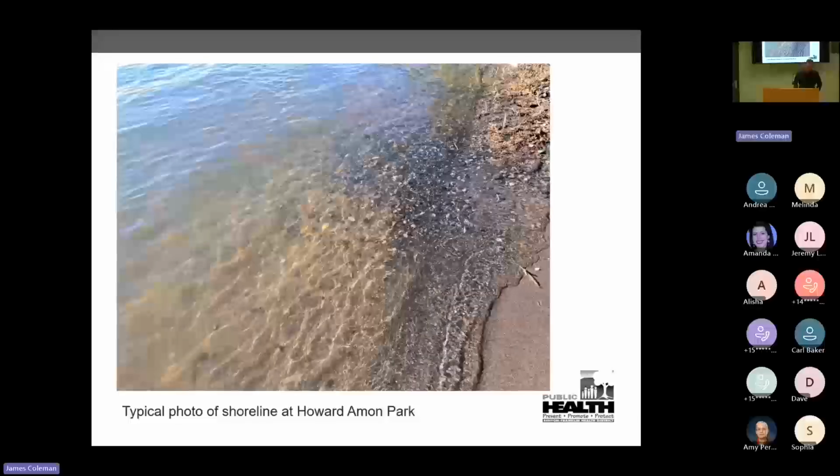And yet, if you go down to Howard Amon, and that was one of the places that was reported, you see something like this. Matter of fact, this is actually a little more turbid or cloudy than I usually see it. I think because it was in a sandy area, it was a little more turbid. But in general, you don't see anything that looks like a real significant algal bloom. So there's no visual cue that something's going wrong here. And yet we found very high levels of toxins.